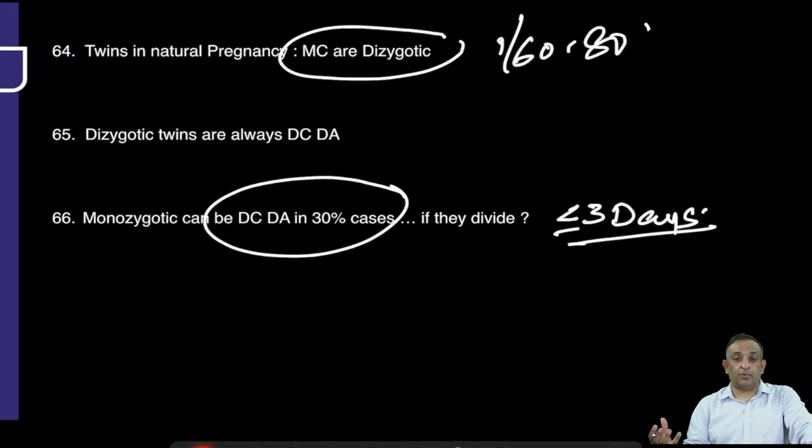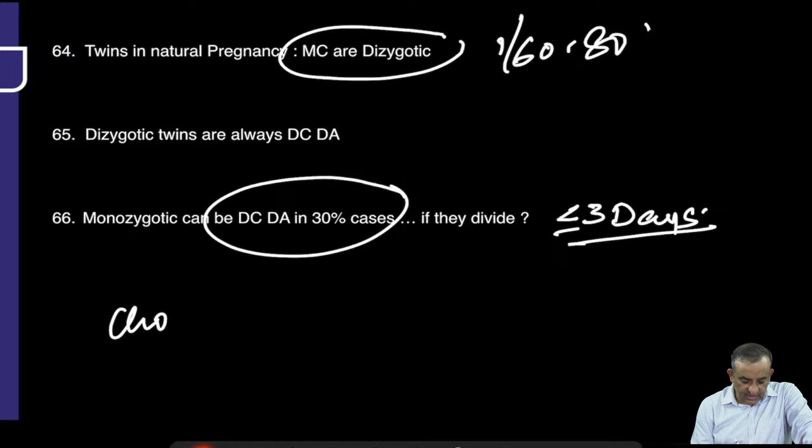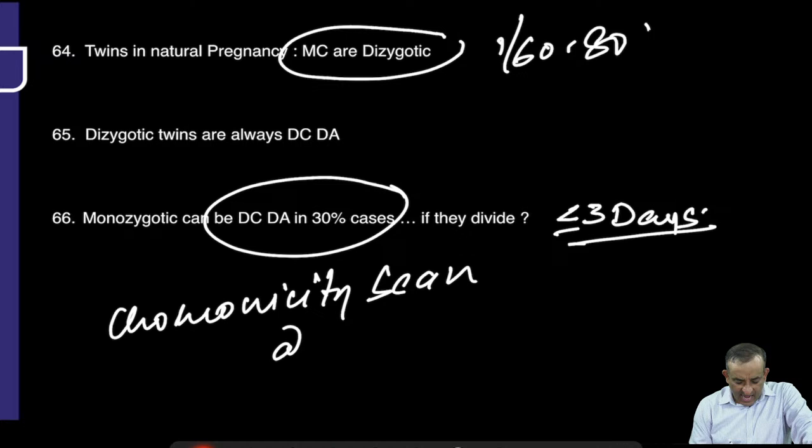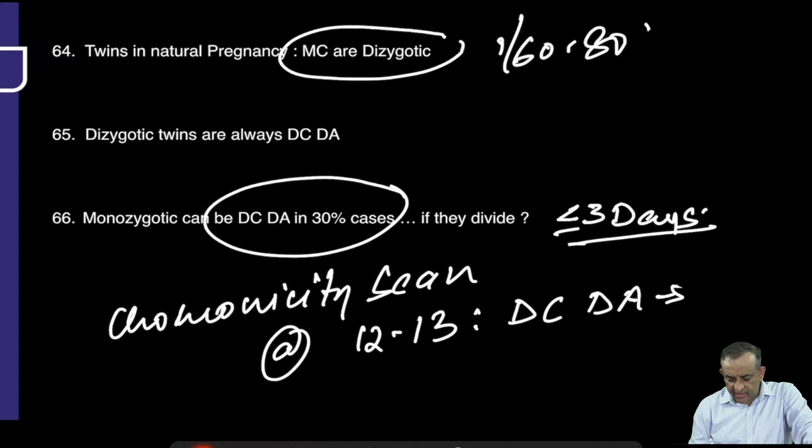Please remember, chorionicity is what is important on the ultrasound. So we do a chorionicity scan at 12 to 13 weeks, and if it shows dichorionic, diamniotic, then that is the best kind of picture you can have for an obstetrician, because these are safer twins to have. When it is monochorionic, more complications are there, as we know very well. So dichorionic, diamniotic at 12 to 13 weeks, that is what a chorionicity scan is. It is seen in 100% of dizygotic twins and 30% of monozygotic twins.